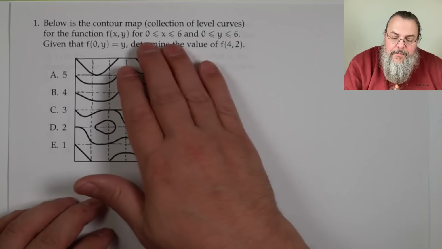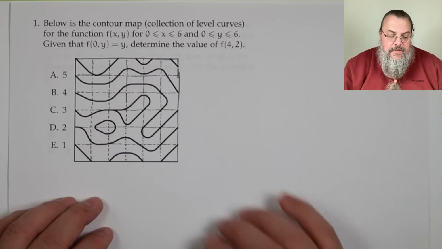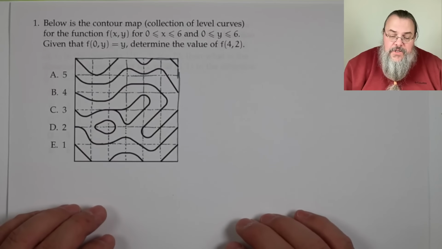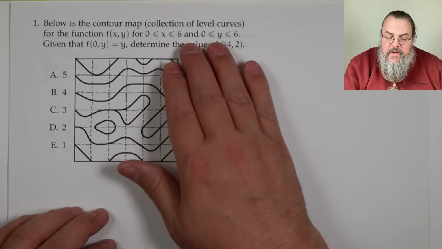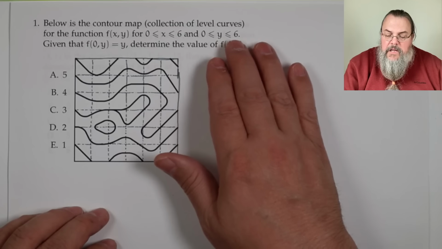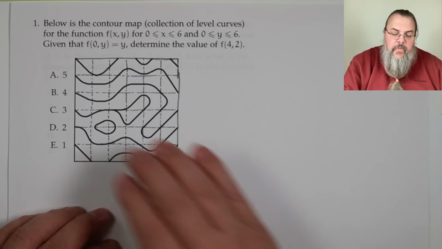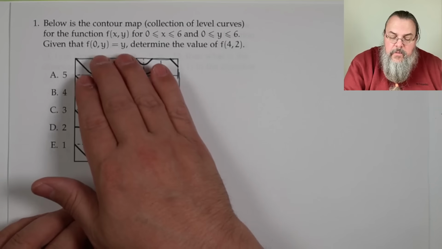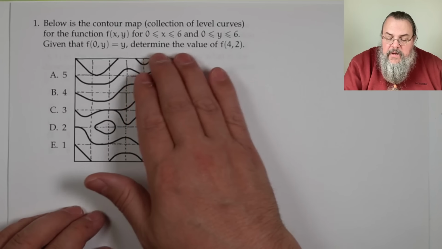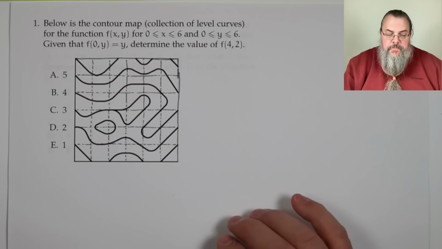Below is the contour map. Now, a contour map is a collection of level curves. For the function f of x y, for 0 less than or equal to x less than or equal to 6, and 0 less than or equal to y less than or equal to 6. We're told that f of 0, y equals y, and determine the value of f of 4, 2.